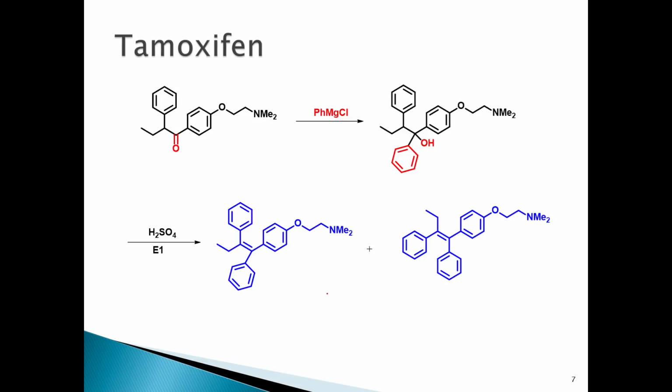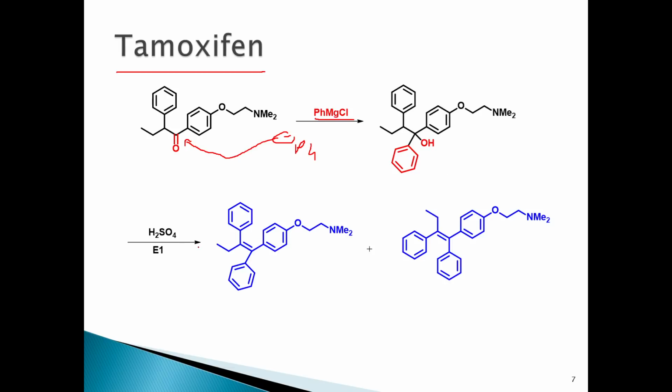Okay, now here is an example of an E1 reaction. This is a medicinal compound, tamoxifen, and this is the compound. To this we add the Grignard reagent, that is phenyl magnesium chloride, and this phenyl group attacks this. So basically it is existing as Ph minus, right? So it is attacking this carbonyl carbon, and we are having a phenyl group over here and an OH generated.